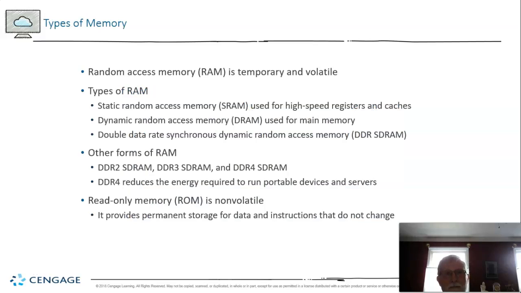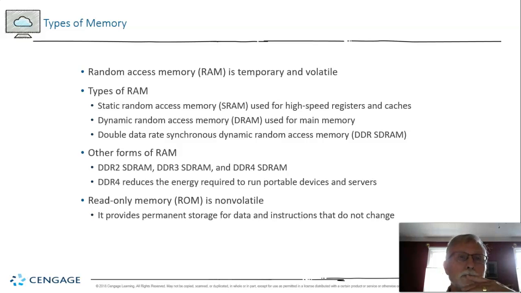Now, RAM is random access memory. It is temporary, and it is volatile. Volatile just means that when I turn off power, it goes away. So it is constantly changing, and if I turn off the power, it disappears.